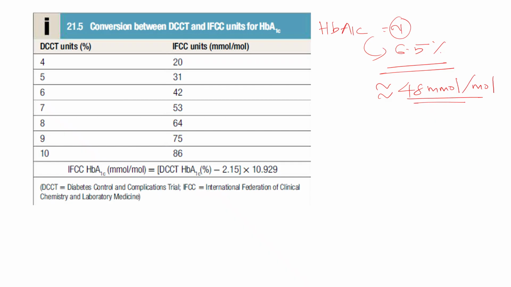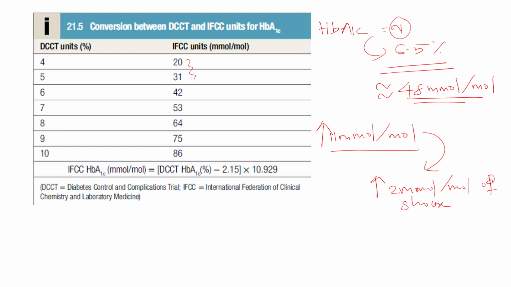See, the difference between the two values is actually 11 millimole per mole. So every increase of 11 millimole per mole will lead to an increase of 2 millimole per mole of glucose, which is a 36 milligram per deciliter increase in glucose.